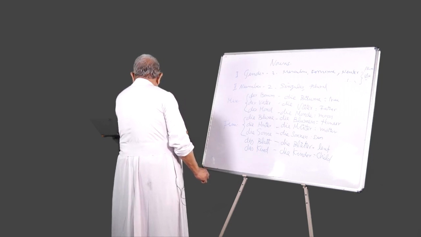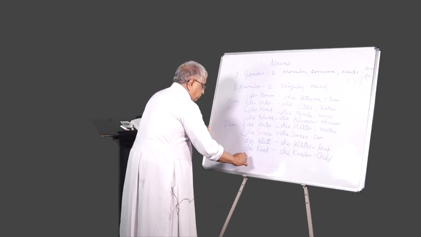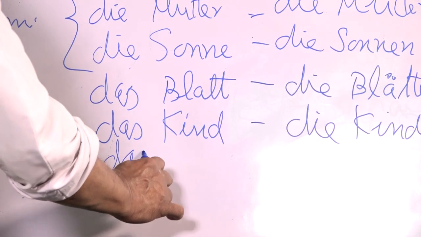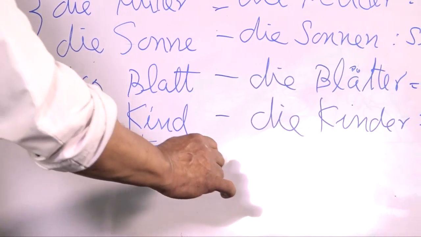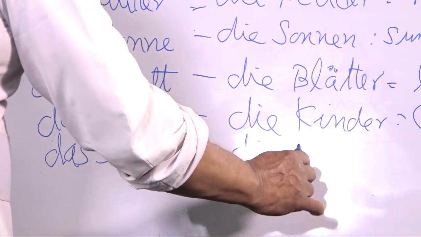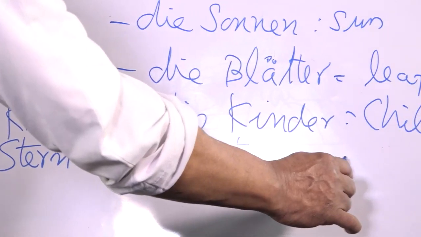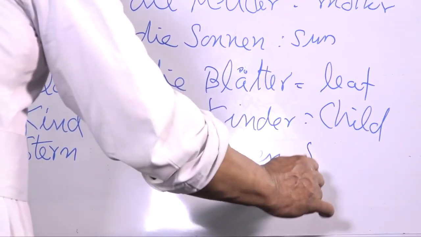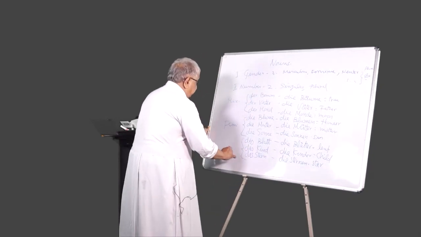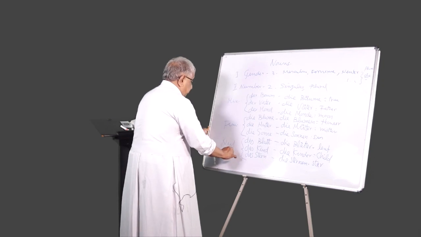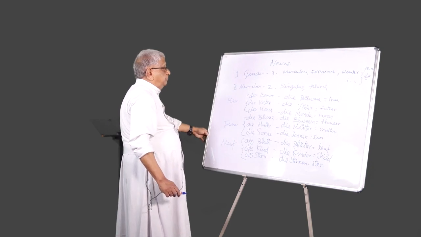Or das Buch. So, if you want to go with the heavenly bodies, das Stern, that is star. This is neuter. So these are some of the noun examples.